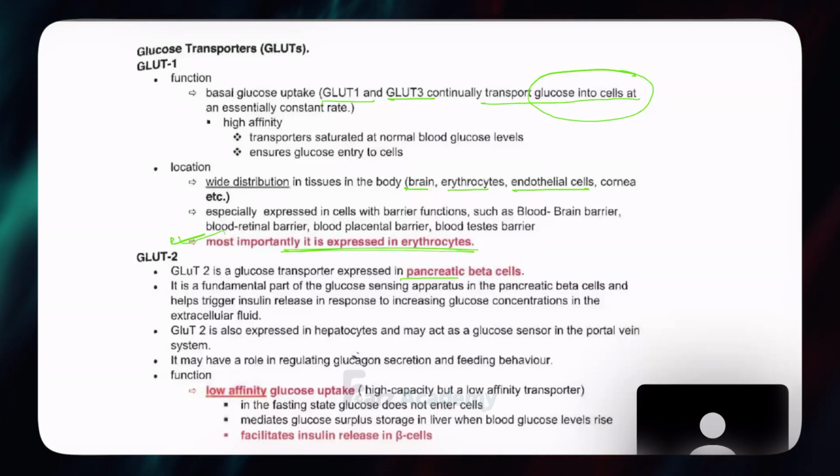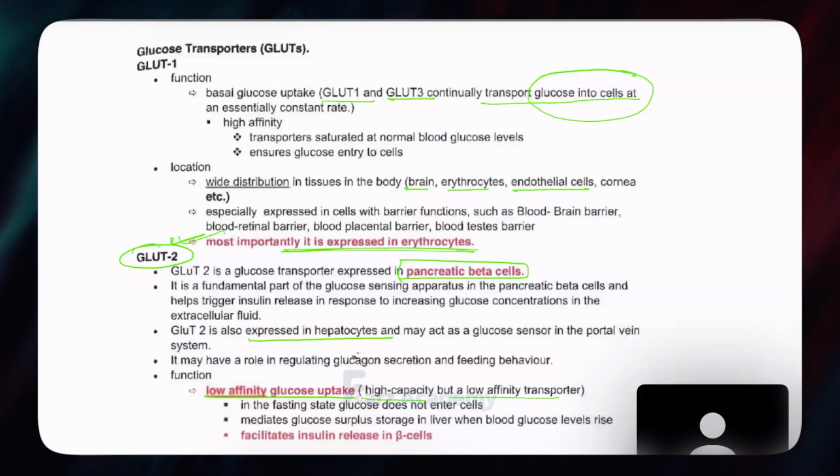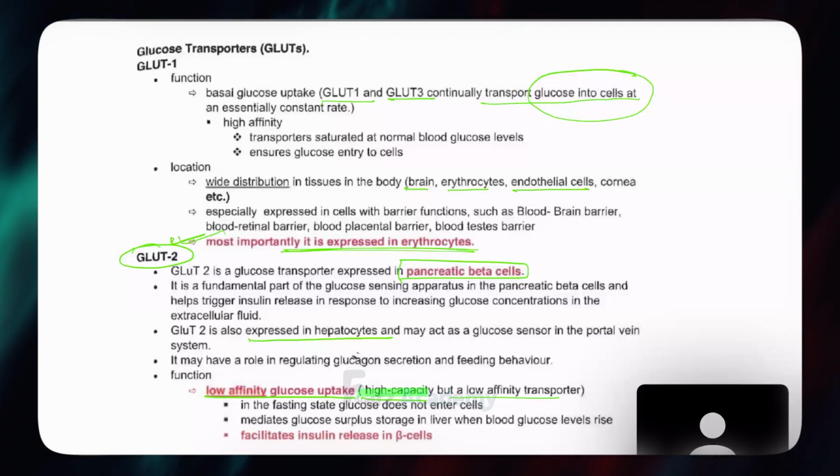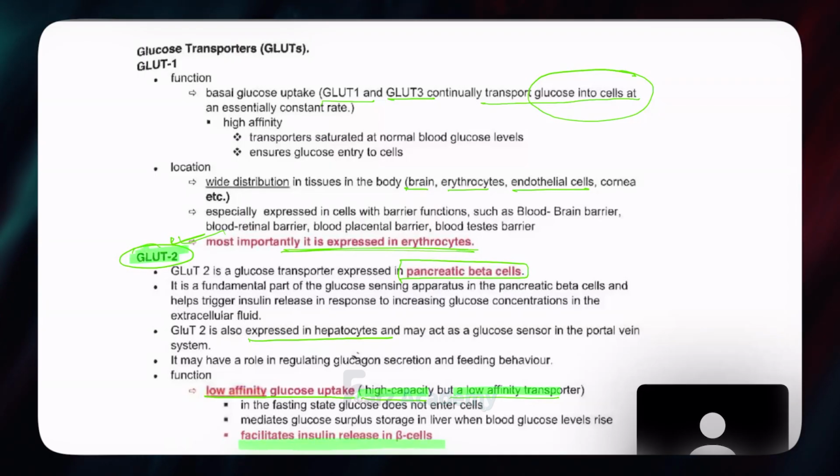GLUT2 is present in pancreatic beta cells. So which transporter is present in the pancreas? It is GLUT2. It is also present in the hepatocytes. It is a high capacity but low affinity glucose uptake. So these things are important: high capacity, low affinity. These will be direct questions. It facilitates insulin release in the beta cells. These are the questions which can be asked in the exam.